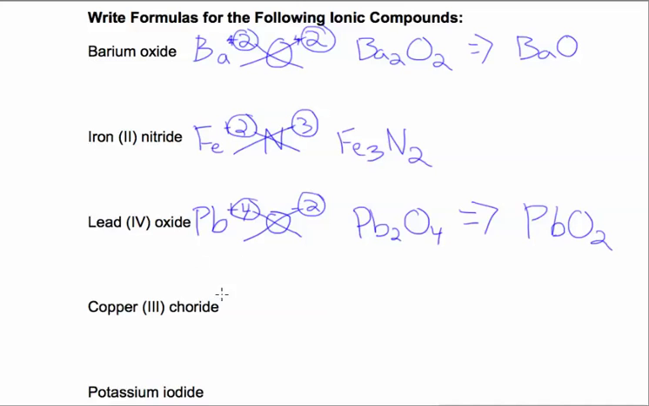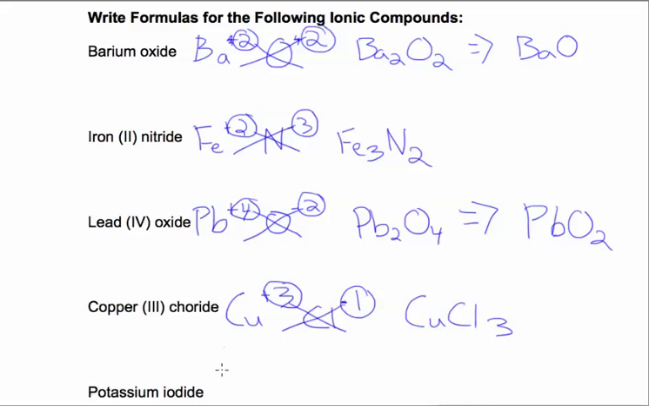Copper(III) chloride, Cu +3, Cl -1. Drop the positive and negative, swap the numbers. And last, potassium iodide. K +1, I -1. Remember, when you swap a 1, you don't write it. It's understood. So KI.